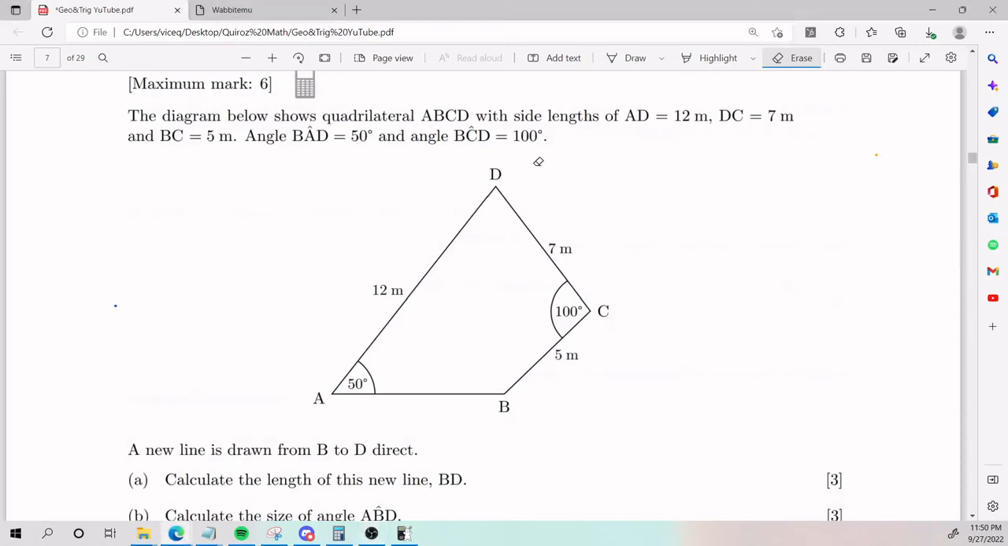Hello everybody, today we will be going over a trigonometry problem at the IB Math AI SL level.